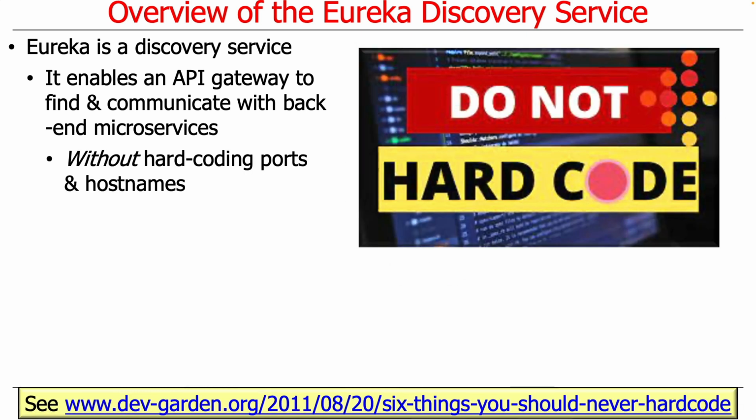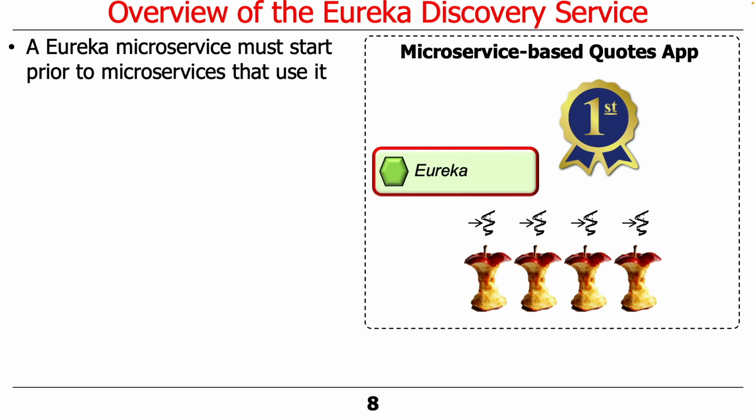And you're definitely going to see now that you don't have to hard code ports or host names. The microservices are entirely agnostic as to the port number and host names that they use. That's set by Eureka, or used in collaboration with other stuff by Eureka. That, of course, implies that the Eureka microservice has to start prior to the microservices that use it.